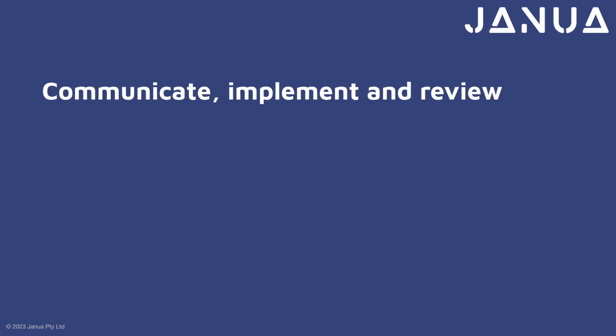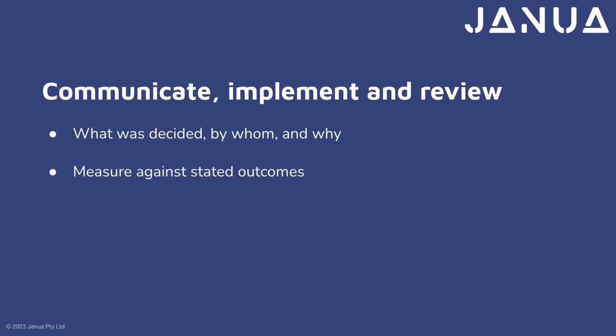Communicate, implement, and review. Once a decision has been made, it must be communicated, then implemented, and finally reviewed. The communication must clearly articulate what decision was made, who made it, and why it was made. Help people understand the goal of the decision and how the success of the decision will be measured. For example, if we make a decision relating to customer interaction, we want to measure their feedback to the change so that we can track progress on the decision's stated outcomes.